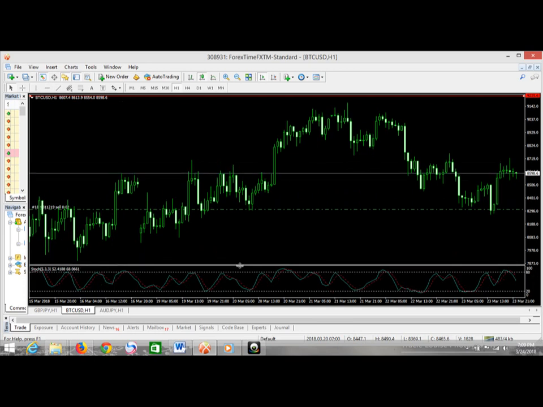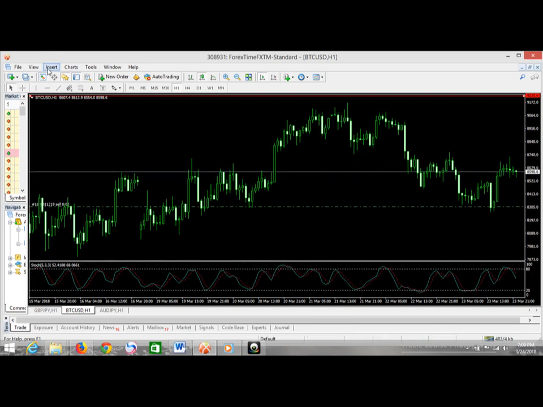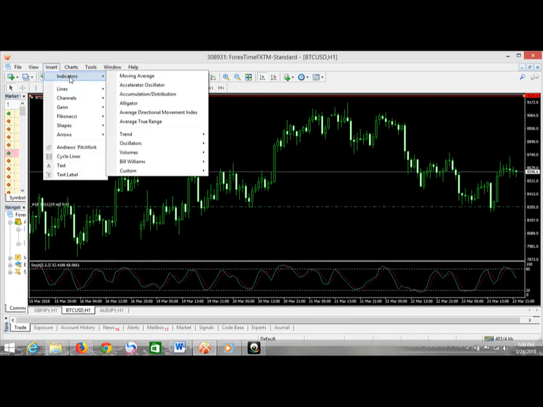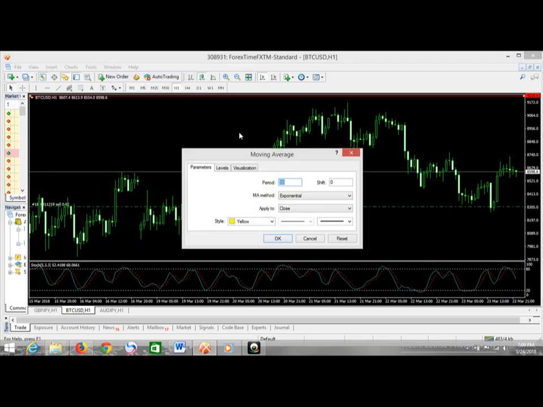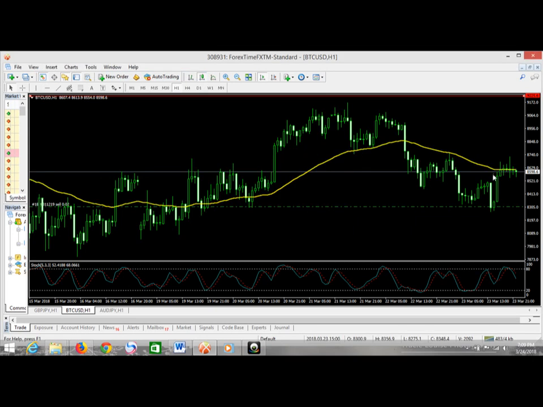You can apply an indicator by clicking on insert and seeing which of the indicators you are going to apply. You see different indicators here. The last one I applied was moving average. To apply it, I click on moving average. This moving average has a period of 50, exponential, and the color is yellow. If I apply it, you see it on the chart here.